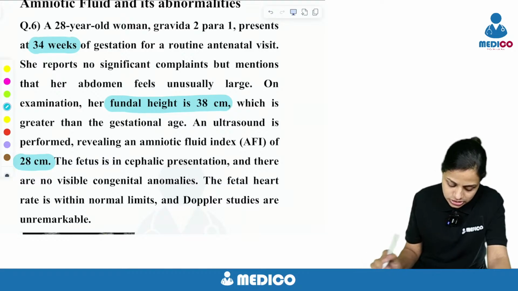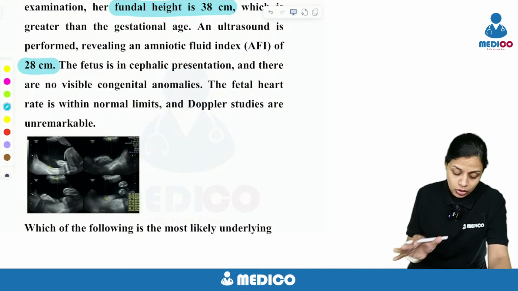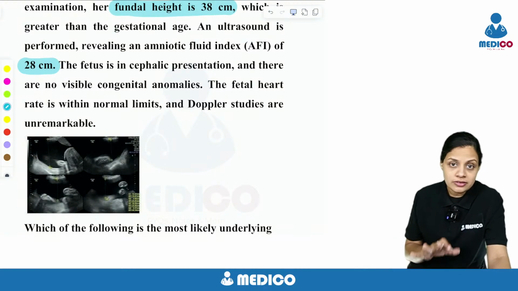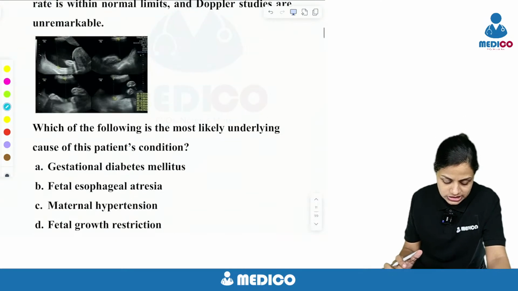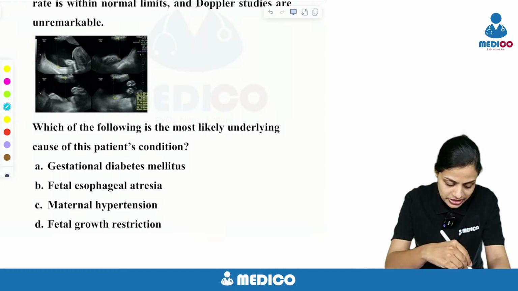The fetus is in cephalic presentation and there are no visible congenital anomalies. The fetal heart rate is within normal limits and the Doppler studies are unremarkable. Look at this. All you can see is fluid, right, in this ultrasound. Which of the following is the most likely underlying cause of this patient's condition?